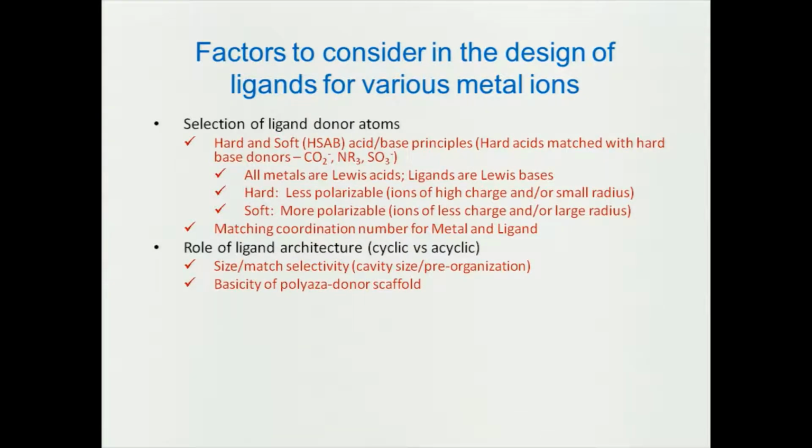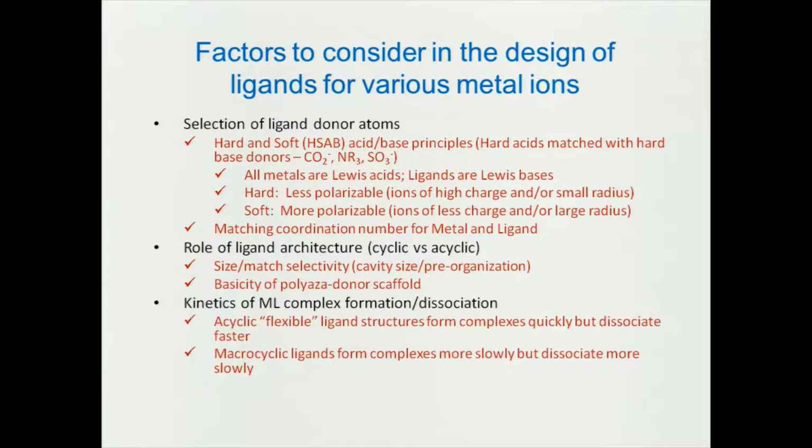The basicity of a polyaza donor scaffold is a critical component of the overall stability of complexes, and that's something to keep in mind because a lot of this information is in the literature, and you can look it up before you go blindly into designing something. The kinetics of making the complex, the formation and the dissociation, that's incredibly important and often overlooked in the design of all complexes. So remember this, acyclic ligands are flexible in structure and they form complexes pretty quickly, but they also dissociate equally quickly, whereas macrocyclic ligands form their complexes slowly, but long term their stability is higher and they dissociate much more slowly as well, and we'll talk about that in greater detail.